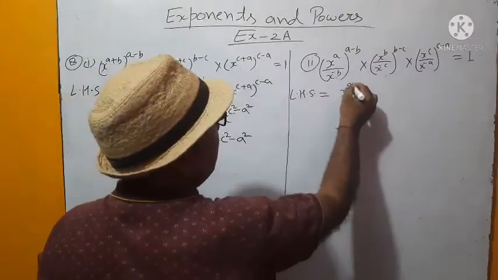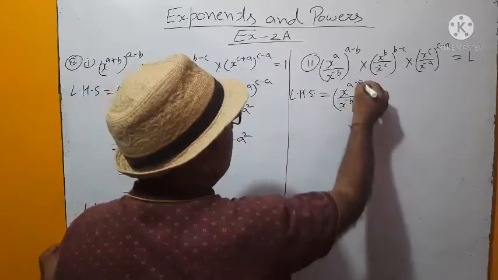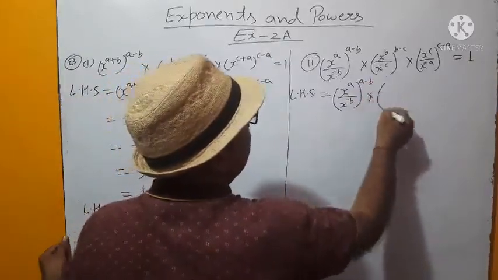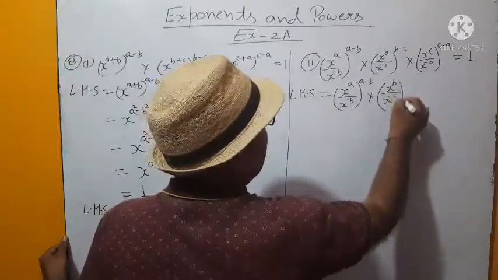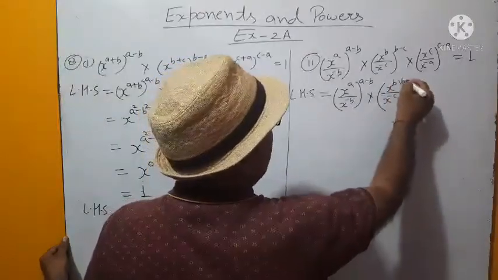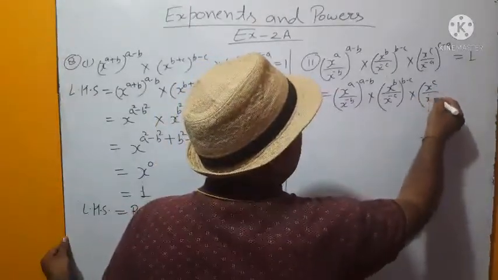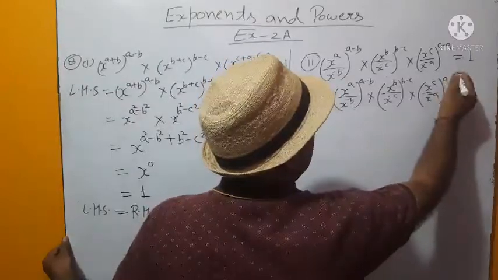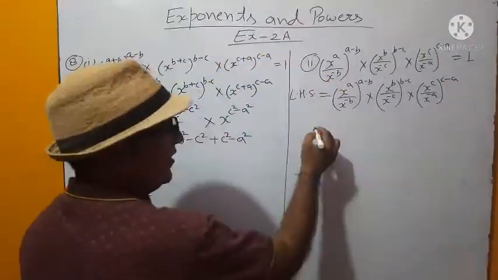This is (x^a / x^-b)^(a-b) multiplied by (x^b / x^-c)^(b-c), multiplied by (x^c / x^-a)^(c-a). This is the given point.